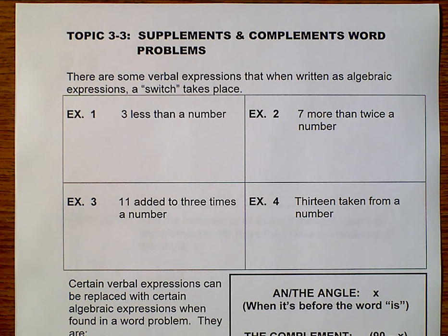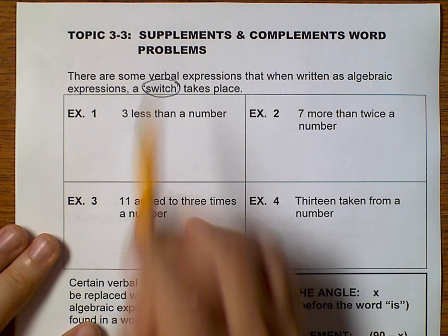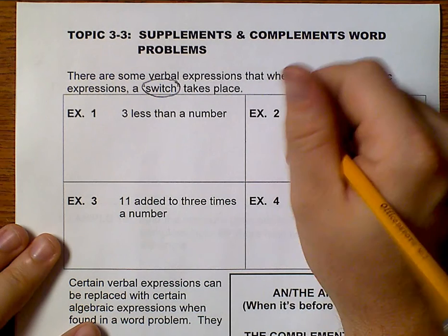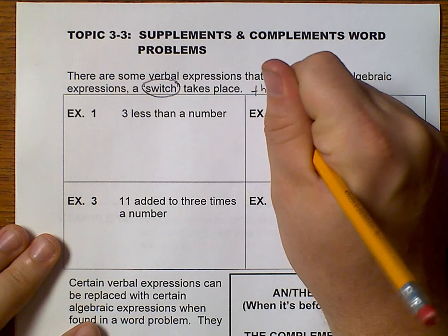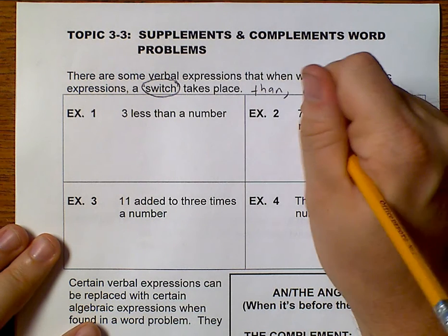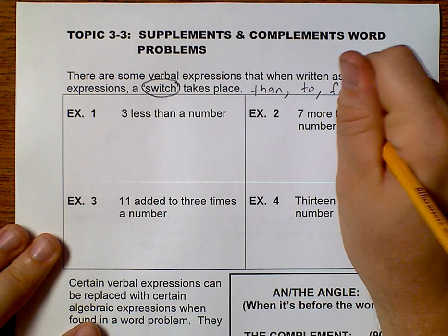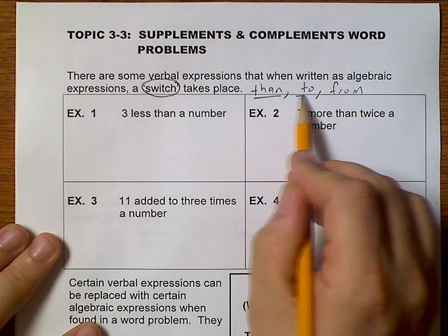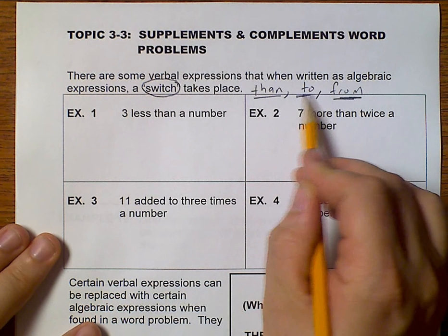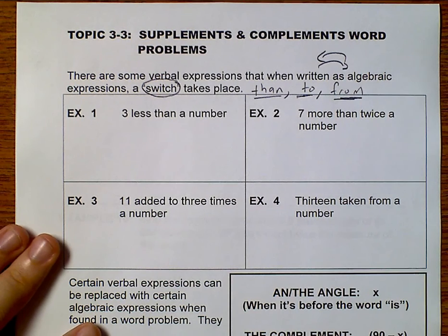So, first off, let's just review some basic verbal expressions that when you read them, you have to make a switch. Okay? And so there are certain words that I want you to look for. I want you to look for the word than. I want you to look for the word to. And I want you to look for the word from. These words will tell you that you have to make a switch. Let's go ahead and have a look.